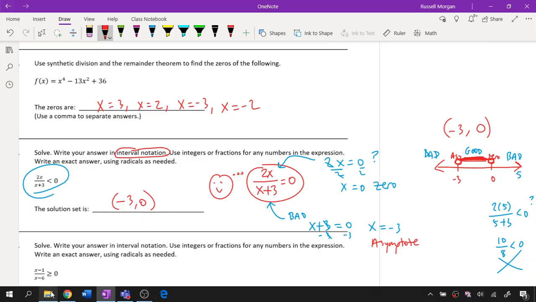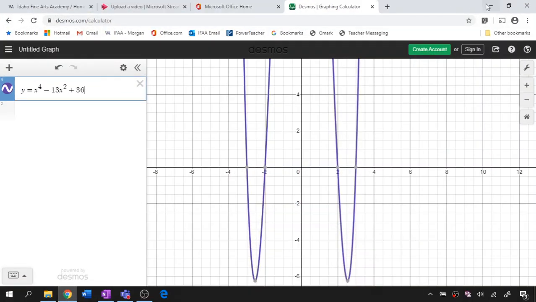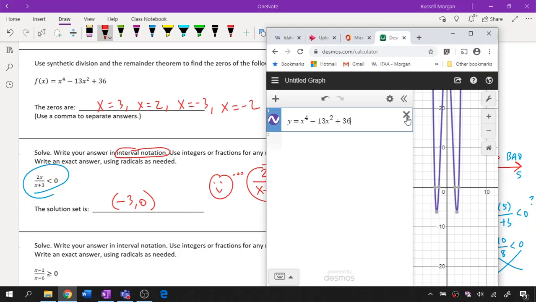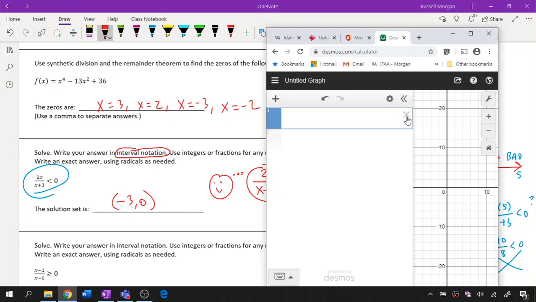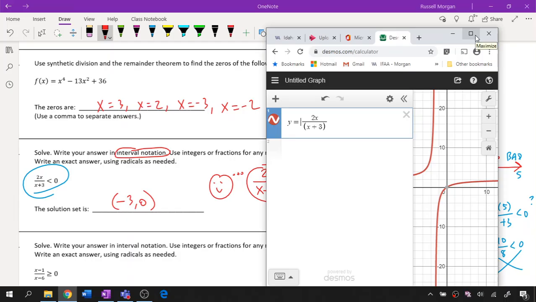In fact, you know what? We've been graphing some stuff a lot lately, sort of checking our answers or using technology. Let me graph this thing and see what happens. 2x over an x plus 3. Now, I usually like to wrap that in parentheses just to make sure I don't accidentally get that out of the fraction. And then, you know what I should really say is y equals, even though it looks like it graphed it already without that.